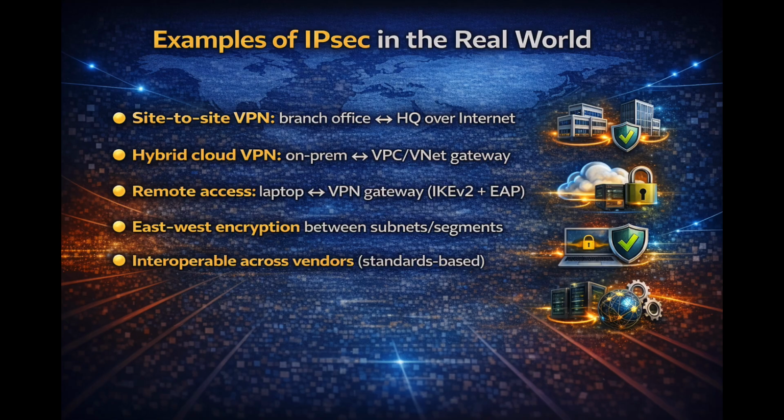Third is remote access. Your laptop runs an IPsec client and tunnels into the corporate network, often using IKEv2 with EAP, so you can integrate with usernames, certificates, or multi-factor systems. A fourth pattern is east-west protection inside data centers, encrypting traffic between subnets or security zones to reduce lateral movement risk. And because IPsec is standards-based, you can often connect equipment from different vendors as long as the crypto and policies match.